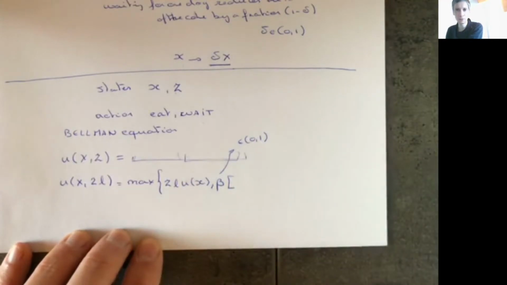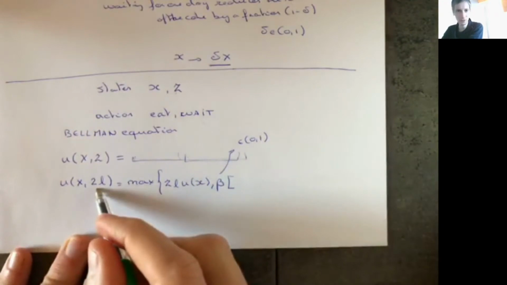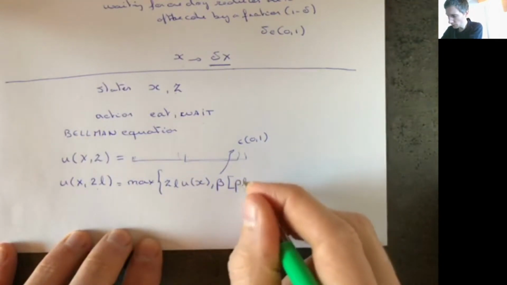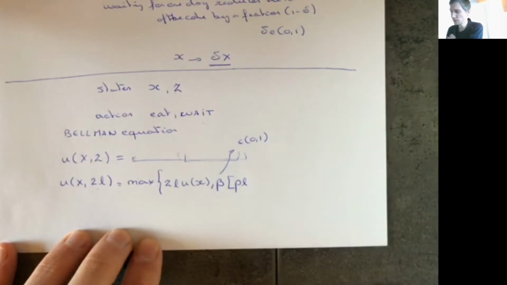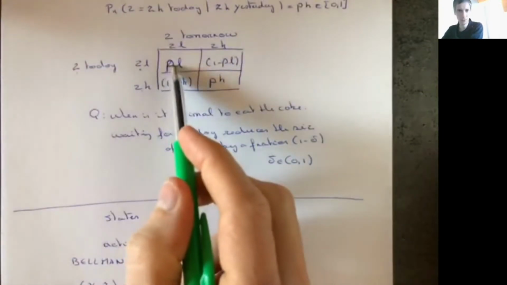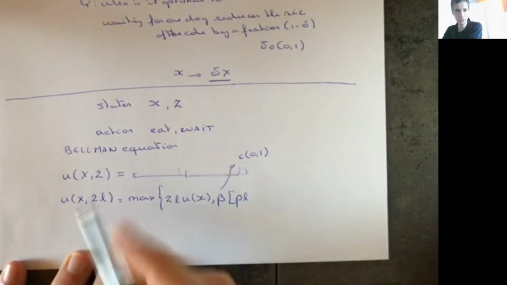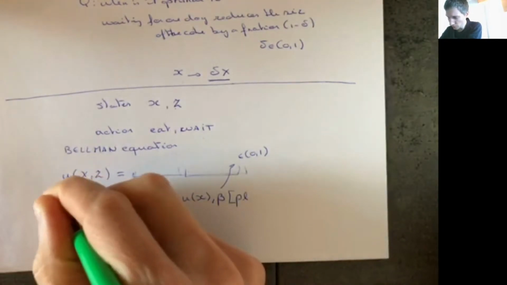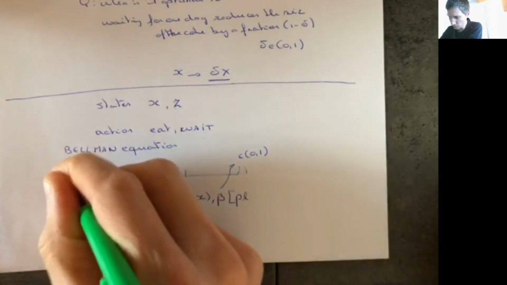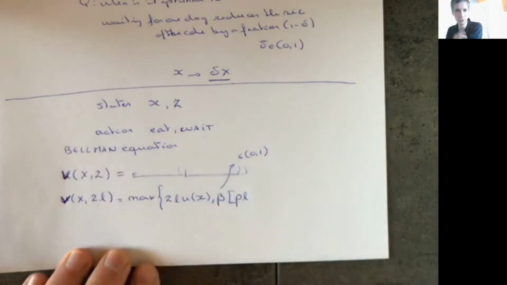And then it depends on what's going to be the taste shock tomorrow. So if the state today is ZL, then with probability PL, I will have taste ZL tomorrow. That's here. And then I will face the same problem again. So let me call this V, the value of the Bellman equation, in order not to mix it up with the U here.